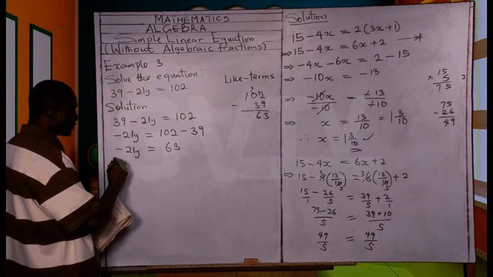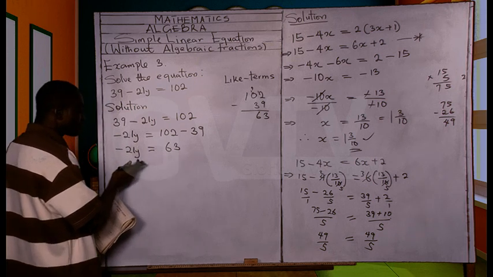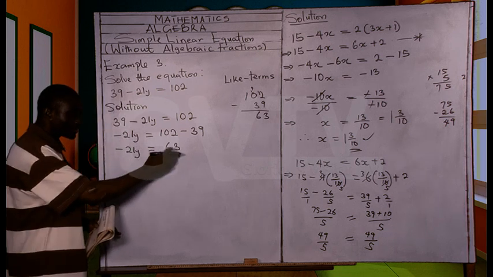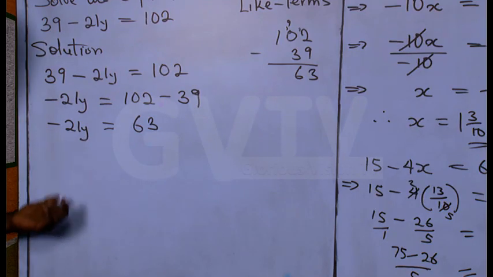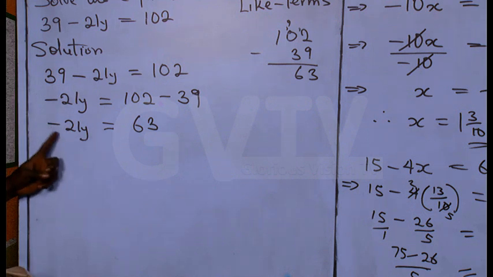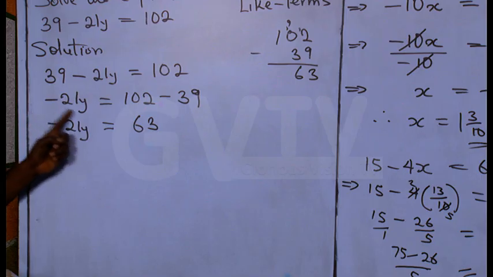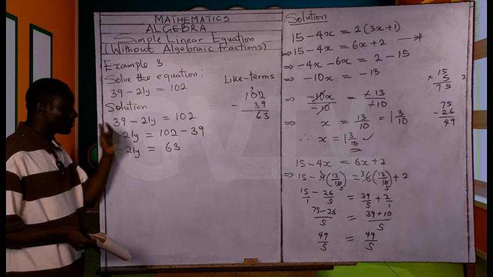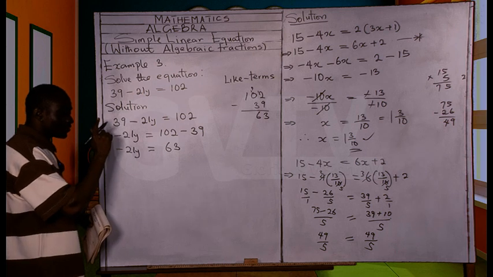Now, so we have minus 21y equals 63. Now, to find the value of y, we want y to stand alone. We divide both sides by the coefficient of y. Let me use that word again, coefficient. What is the coefficient of y? These values close to y, these values that are having affairs with y, is what we refer to as coefficient. So the coefficient of y is minus 21.